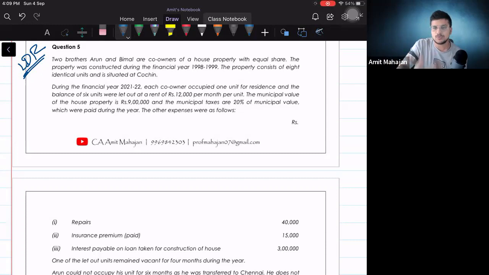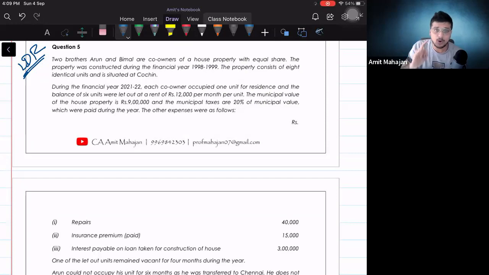Out of 8 properties, 2 properties are self-occupied, which means can I say 25% are self-occupied? So can I say I will get only 25% of 3 lakhs? If I compute 25% of 3 lakhs, what will be the answer? 3 lakhs ka 25% comes to 75,000. We saw that both should get a deduction of 75,000. We saw in one house property point that both of you will get the deduction.